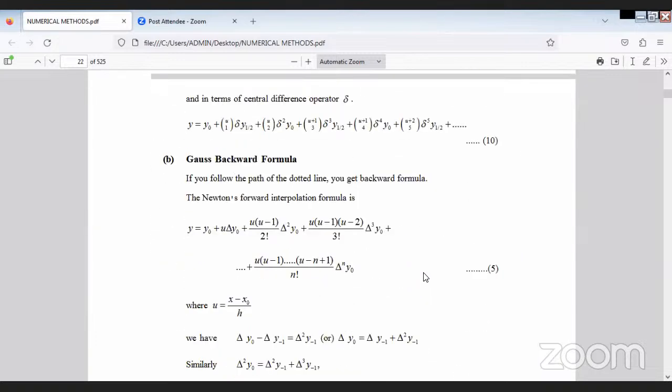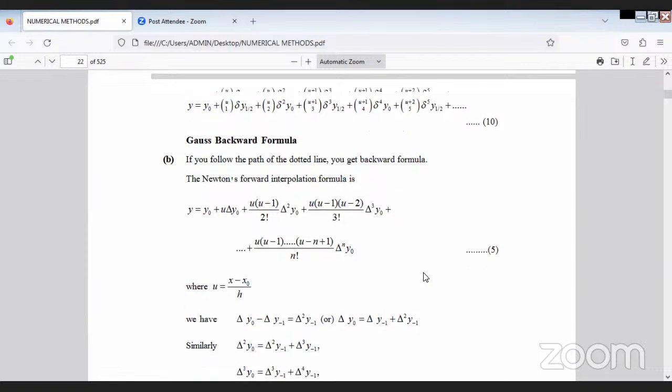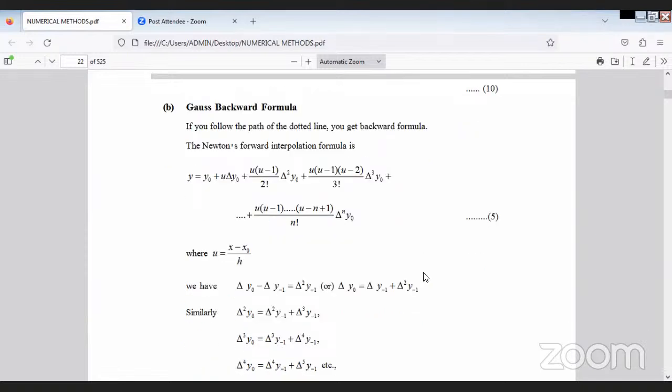The Gauss backward formula. Similar to the Gauss forward formula, y = y0 + u Δy-1 + (u+1)u/2! Δ²y-1 + (u+1)u(u-1)/3! Δ³y-2 + (u+2)(u+1)u(u-1)/4! Δ⁴y-2 + (u+2)(u+1)u(u-1)(u-2)/5! Δ⁵y-3. These values make up the formula. This is the Gauss backward formula.